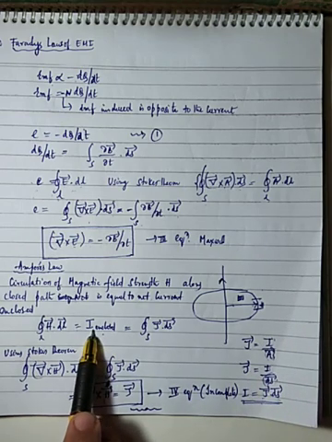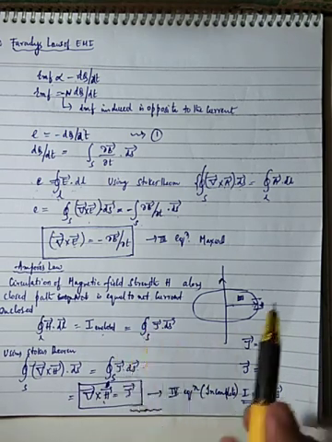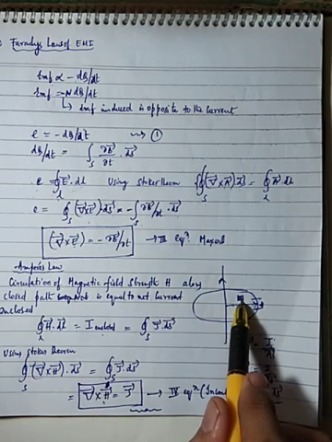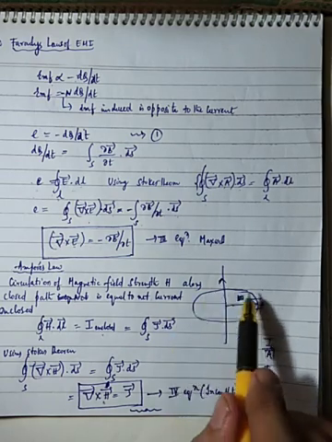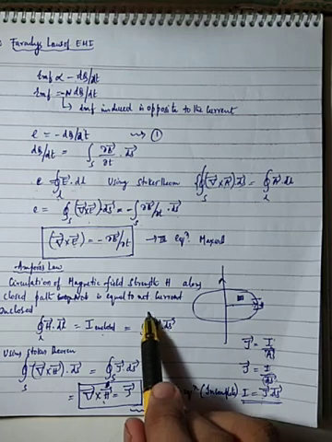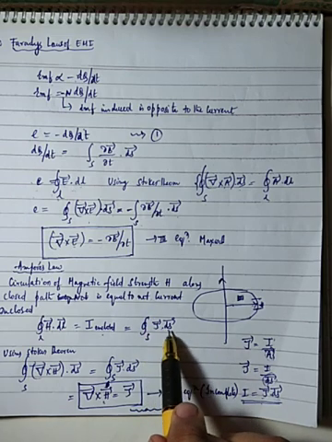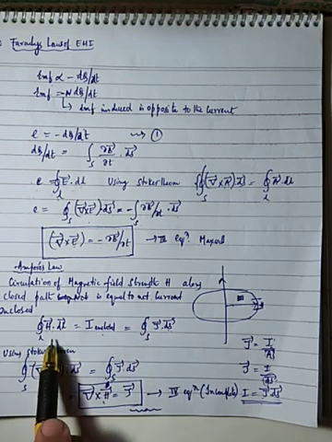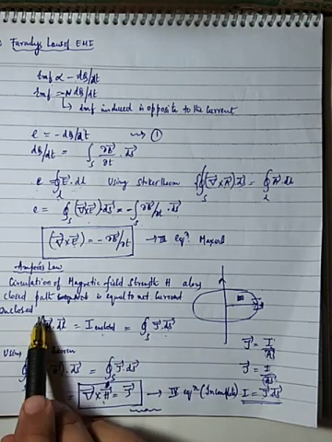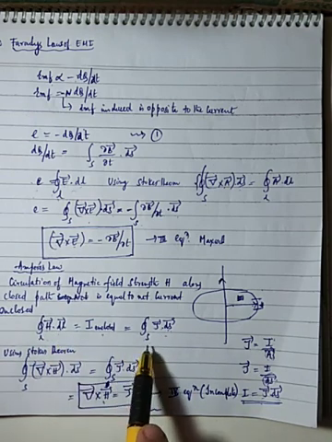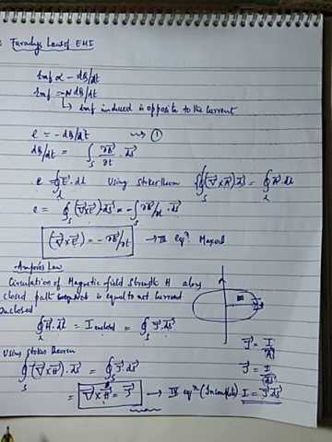Instead of I enclosed, what should I write? Because this is the small surface area, I have to generalize it to the whole surface area. So generalization of J dot ds to the whole surface. So this will be the equation: the line integral of H dot dl is equal to the surface integral of J dot ds.